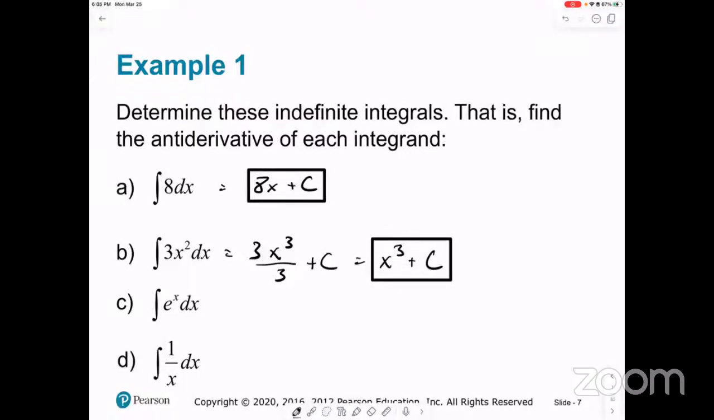So then the integral of the original should just be x cubed, right? Because when we take the derivative, we're going to get 3x squared. If we didn't divide by 3 and we take the derivative, we're going to get the wrong thing, right? So we needed an additional term.